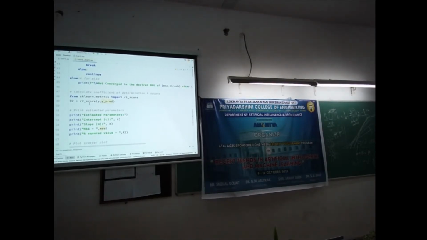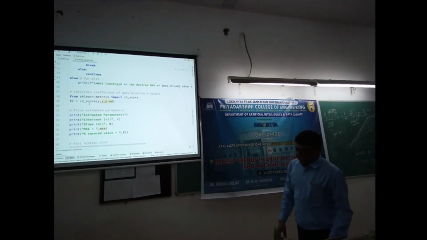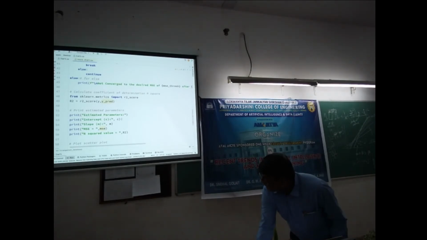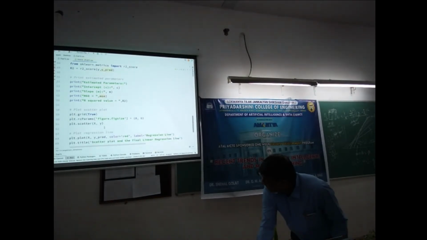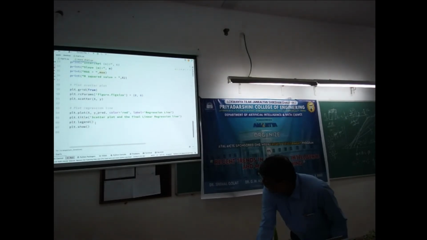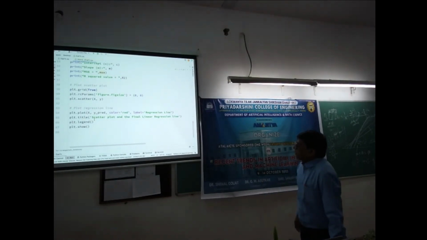That is the meaning. So for the estimated parameters, I am printing the value of C and the value of m finally, and what is the final mean squared error and the final R square value. And then I am plotting the graphs. Scatter plot of x and y, and then I am also plotting the regression line that I have found. That is the thing I am doing.